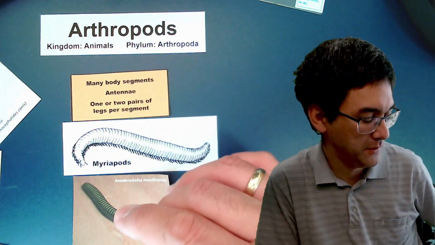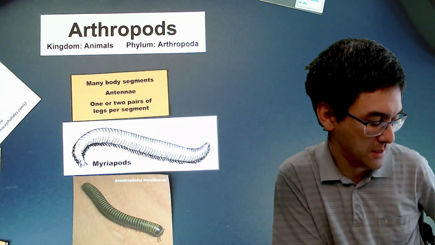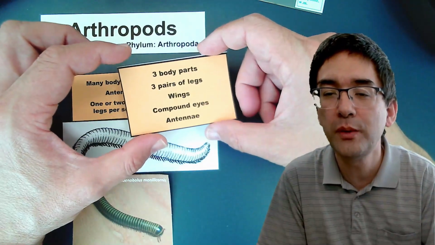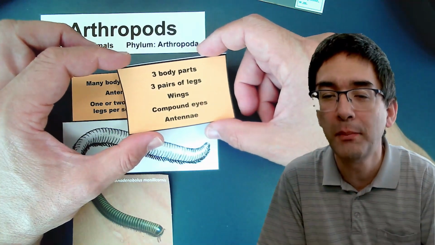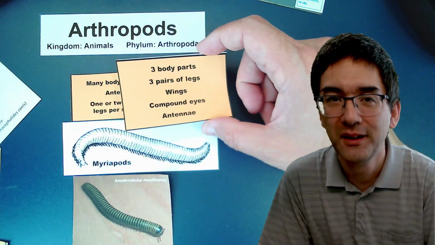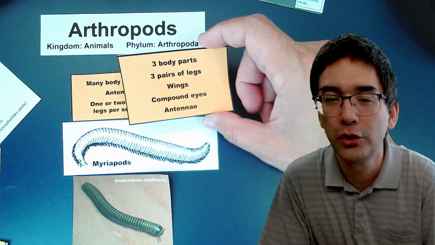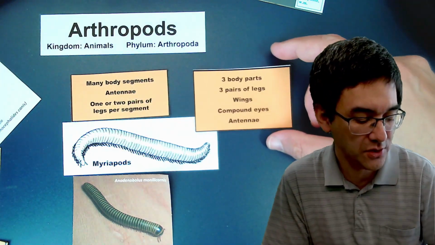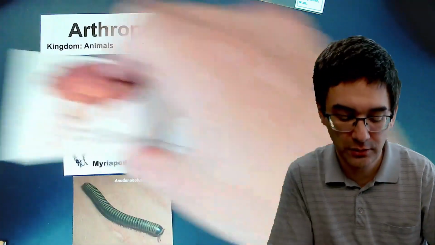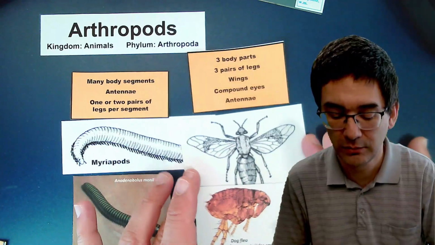So the next one, what is this here? Which one has 3 body parts, 3 pairs of legs, wings, compound eyes and antennae? You're going to say, oh, not all of them have wings. For example, the flea that I just showed you didn't have wings, because it's able to jump. Well, these are of course the insects. So we put this one over here, with a picture of 2 insects. You know them already.